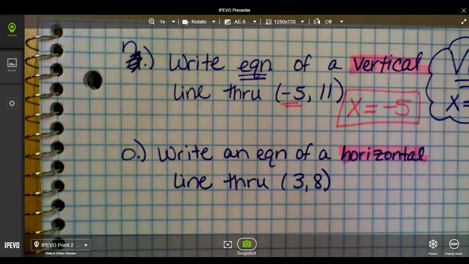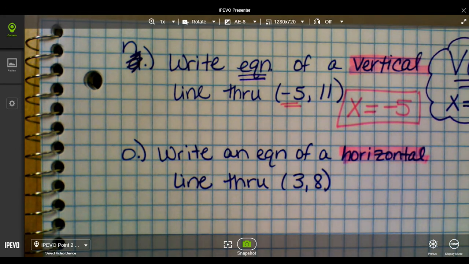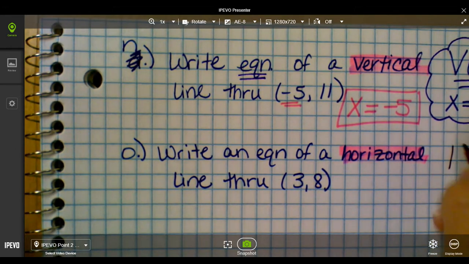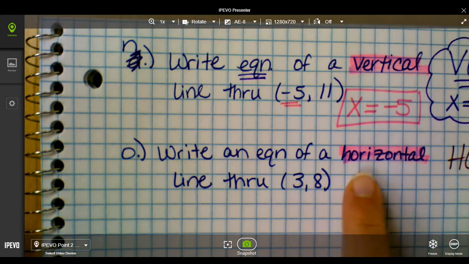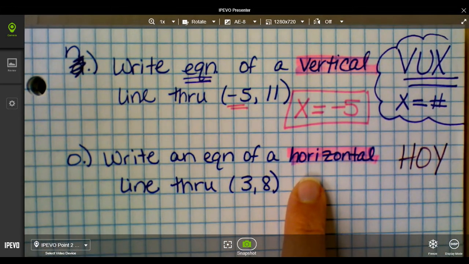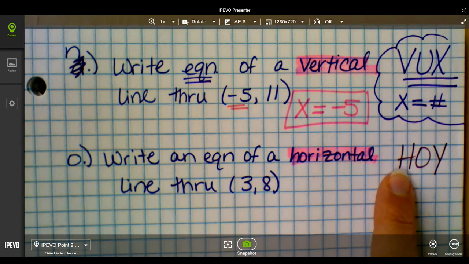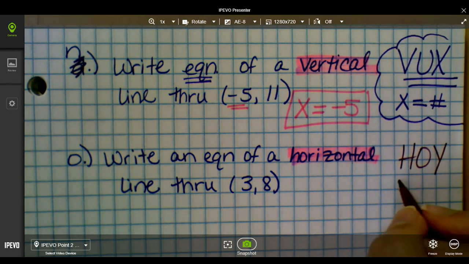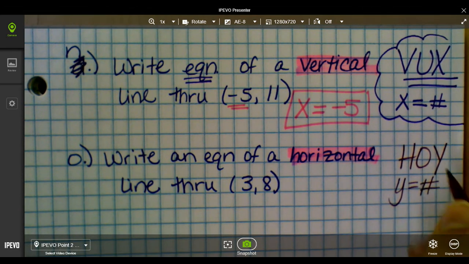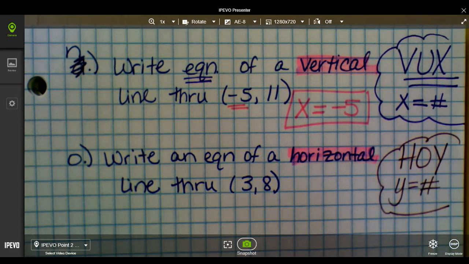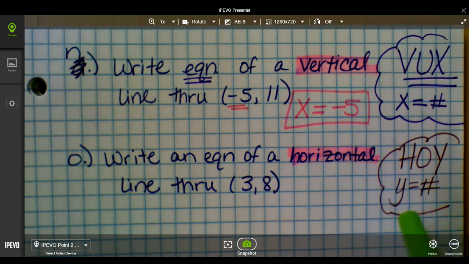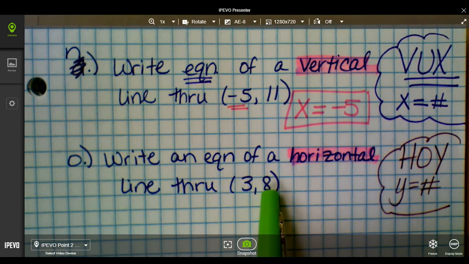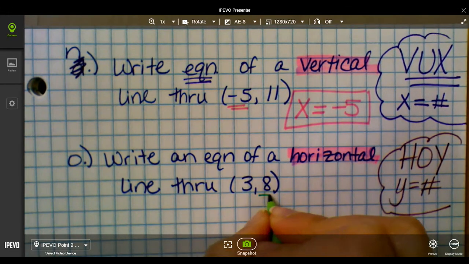When you see horizontal, what should you be thinking of? You should be thinking of hoi. All right. So let me make sure that I can see that. So hoi, horizontal lines have zero slopes and they always have y equals equation. So I want y equals some number over here. And again, do you think I want y to equal the x value or the y value in my point? I want it to equal the y value.